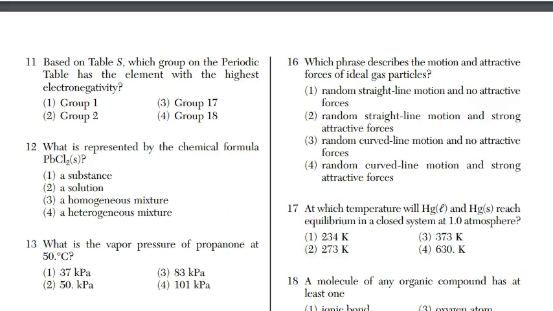For question 12, which is represented by the chemical formula PbCl2(s). If you see an (s) in parentheses, an (l) in parentheses, or a (g), you're talking about the phase, in this case for a substance, more specifically a compound. So a compound or an element, when you see an S, an L, or a G, that's the phase.